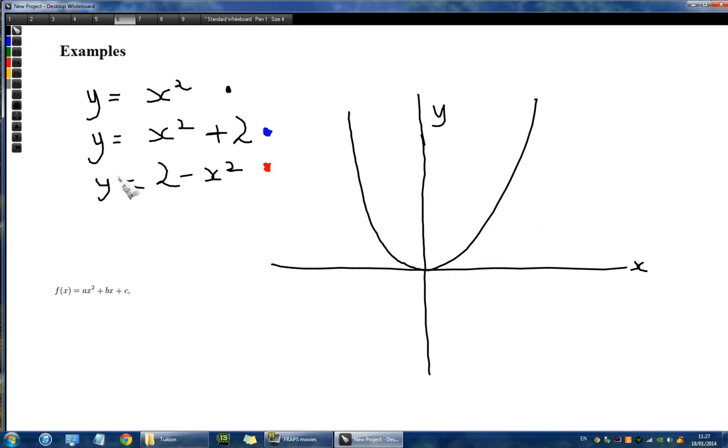Now the graph y equals x squared plus 2. Again, a is 1, so it's greater than 0, giving us a U shape, and c is 2. So our graph is going to do something like this.